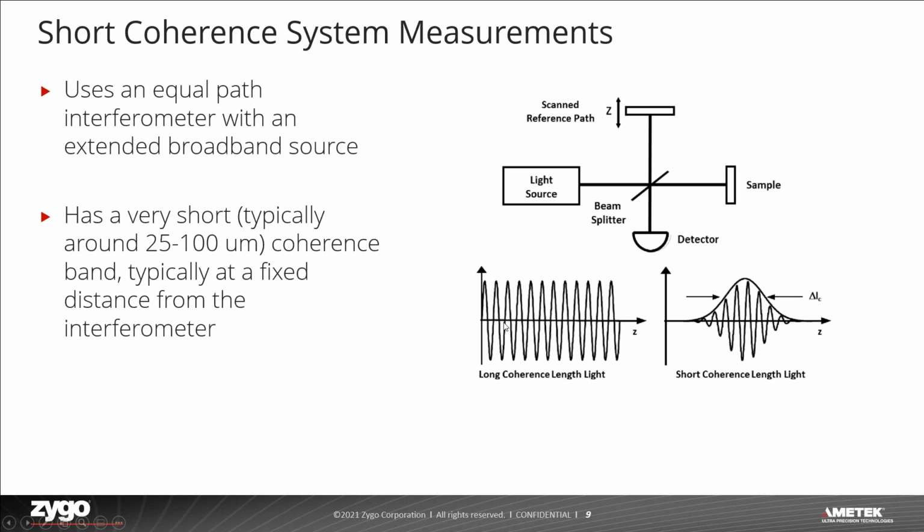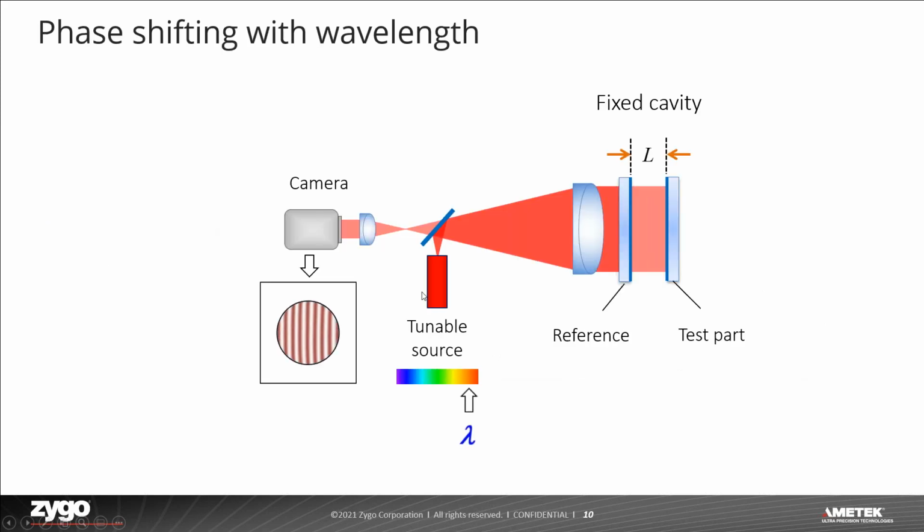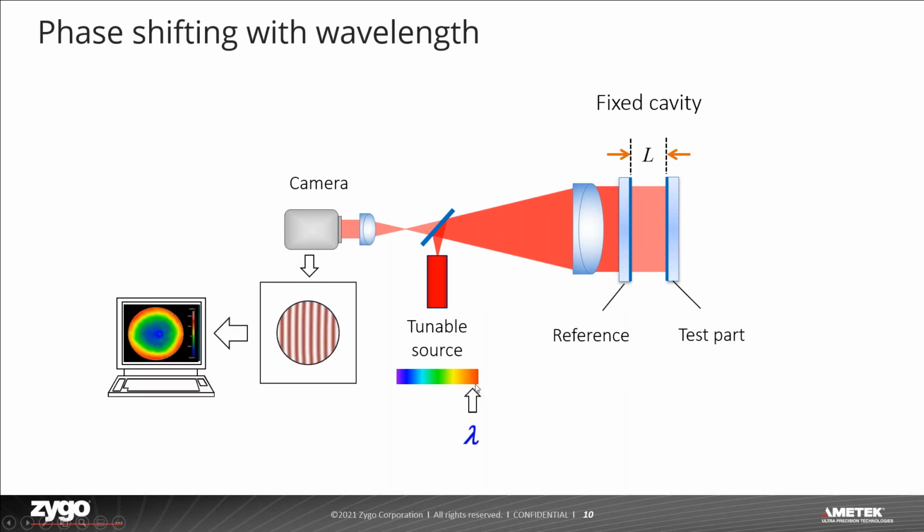This type of measurement has many advantages, but at Zygo, we found that the best solution is to instead do phase shifting with wavelength. How this works is instead of moving the reference, we have a fixed cavity length, L, but we have a tunable source that moves the fringes and gives you your surface map.